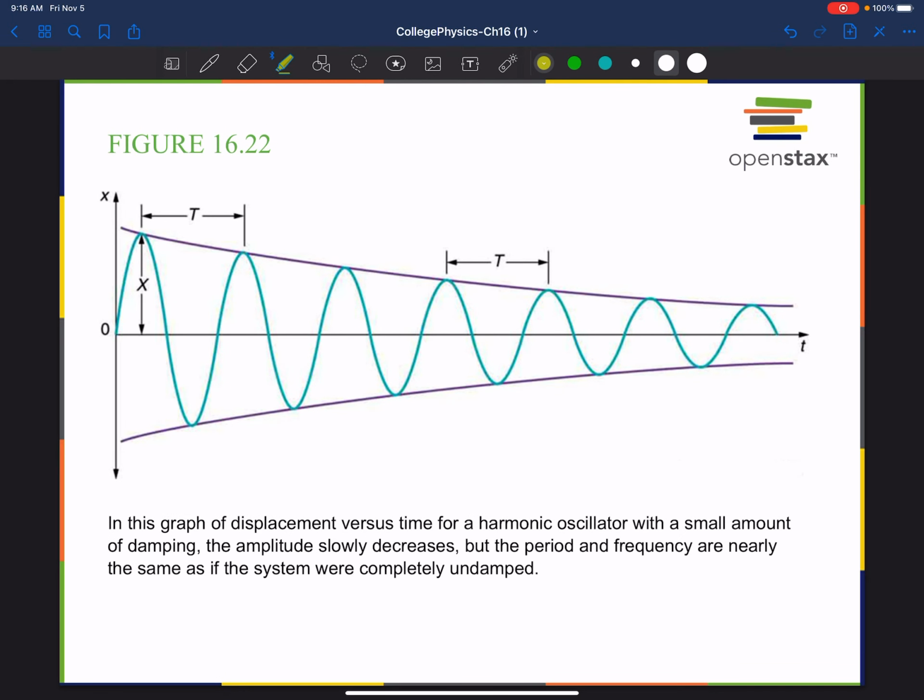A little more about damping. So we refer to this as damping, and this is a graphical representation of a small amount of damping. Notice here that the only thing really changing is the amplitude. So the amplitude is slowly decreasing, but the period and frequency, they're nearly the same. They are not really affected. So damping affects the amplitude of the wave.